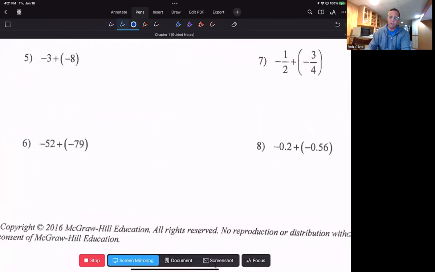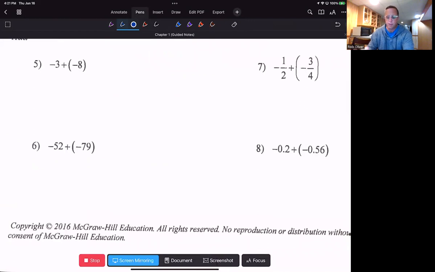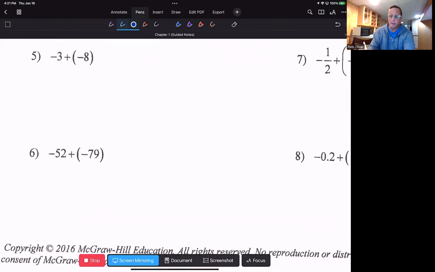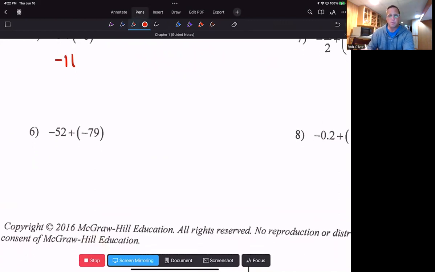So all these examples right here involve adding numbers with the same sign. We have -3 plus -8. That is -11, right? We just keep the sign. All right, -52 plus -79. We're going to find the sum there. We're going to add the absolute values: the absolute value of negative 52 is 52, and the absolute value of negative 79 is 79. We add those values up, and you should get, what is it, 131? I think that's what it is. And it's negative 131, I might add.